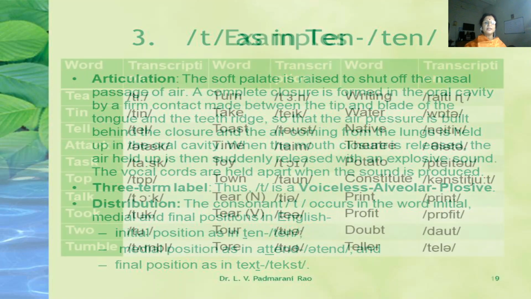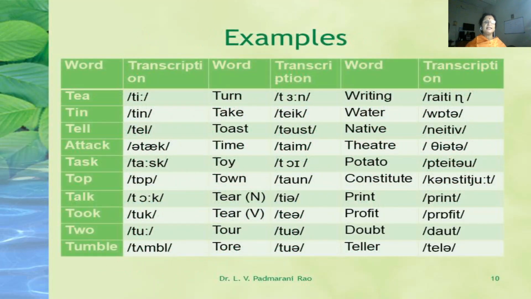Let's apply this rule and try to pronounce the examples. T-E-A, tea. T-I-N, tin. That's right. Give a slight h sound, which is called aspiration, which gives the characteristic expression of English speech. T-E-double-L, tell. Good. A-double-T-A-C-K, attack. T is aspirated. Did you notice? That's right. Say these examples along with me and practice well.